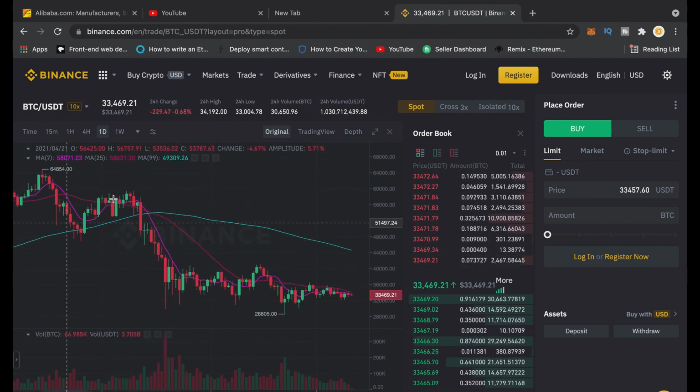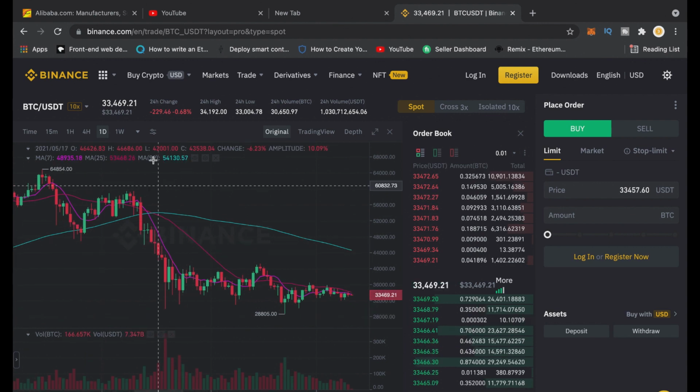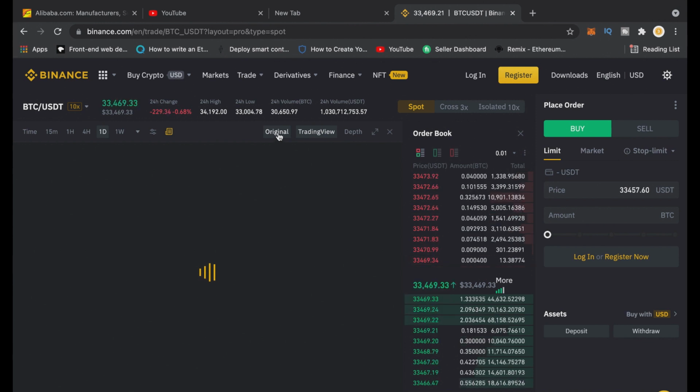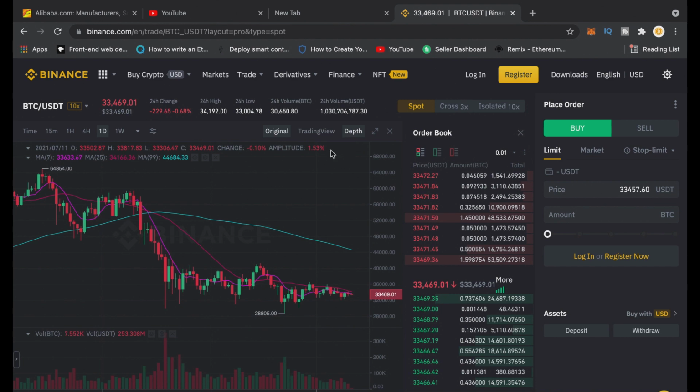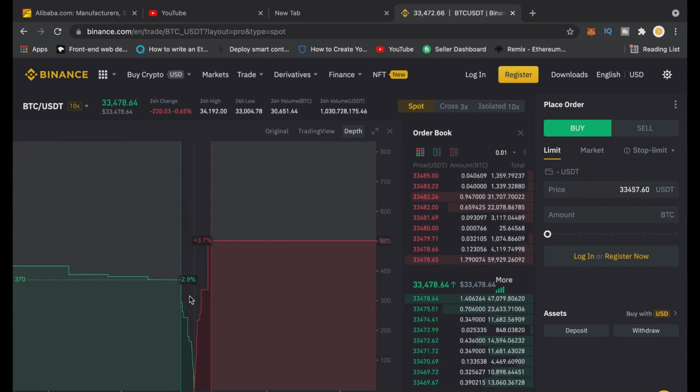On the advanced tool, this is just the chart, right? But here, all the features are here. You can use TradingView, right? You can use the Binance chart, which is the original here. You can change this, and instead of graphs, you just see depth.